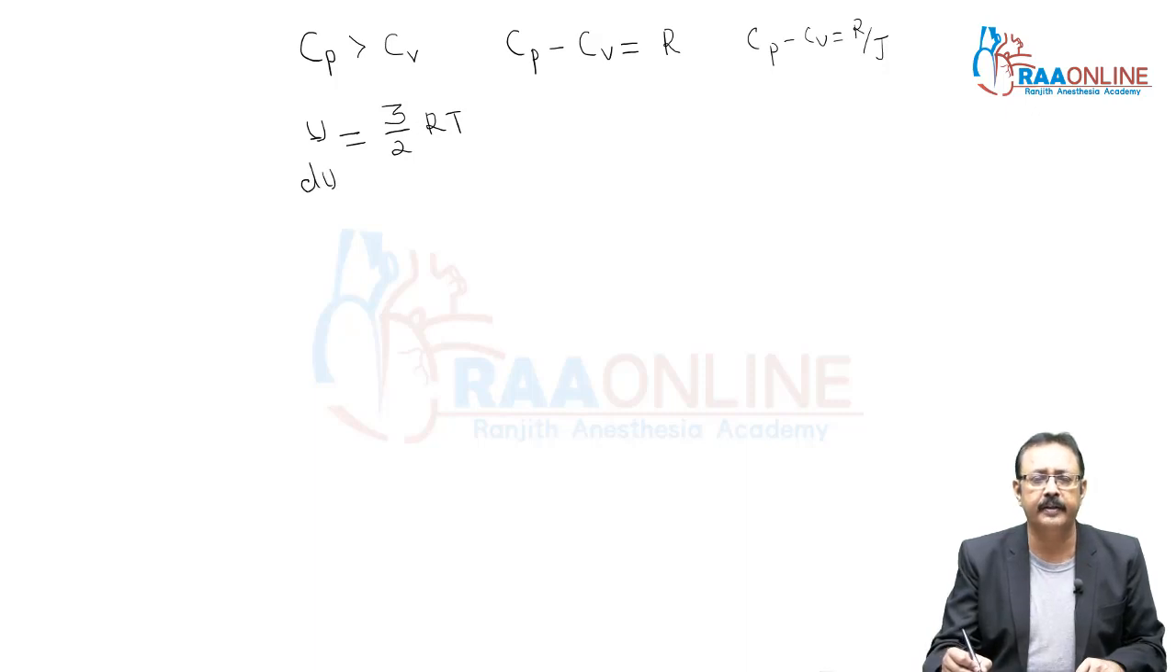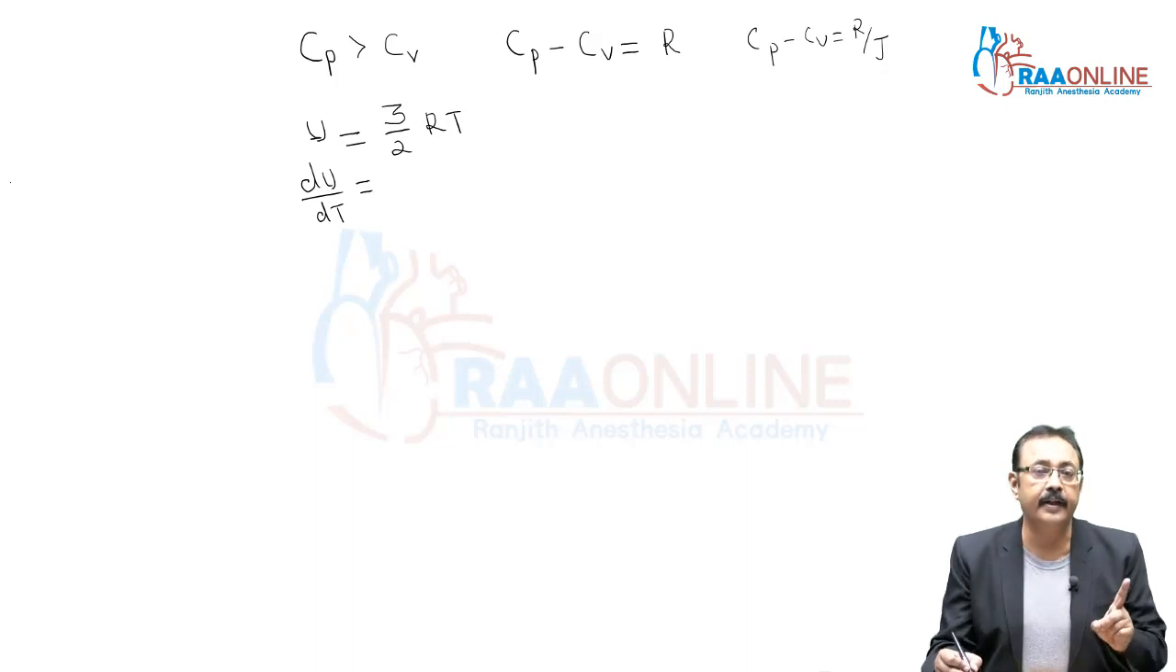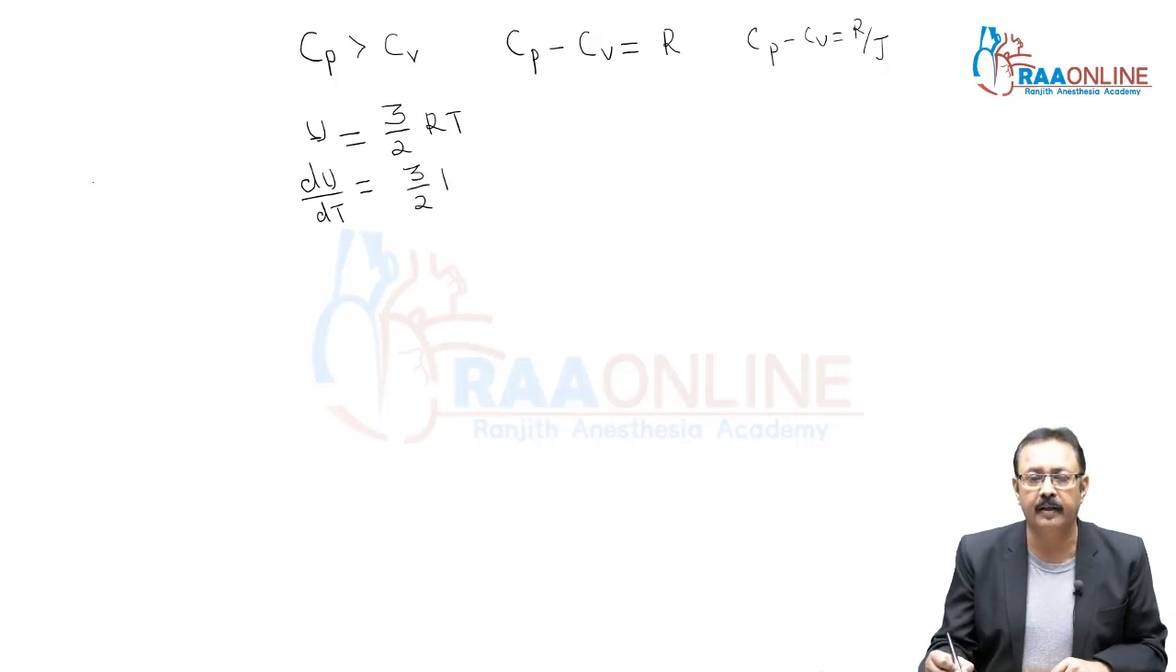So dU by dT, the energy required to increase the temperature. In that we put volume constant, so it should be Cv. What you will get? 3 by 2 R. In that derivation volume was constant, so Cv we got is 3 by 2 R. And what is Cp? Cp is R plus Cv. So Cp should be 5 by 2 R. We are talking about monoatomic.